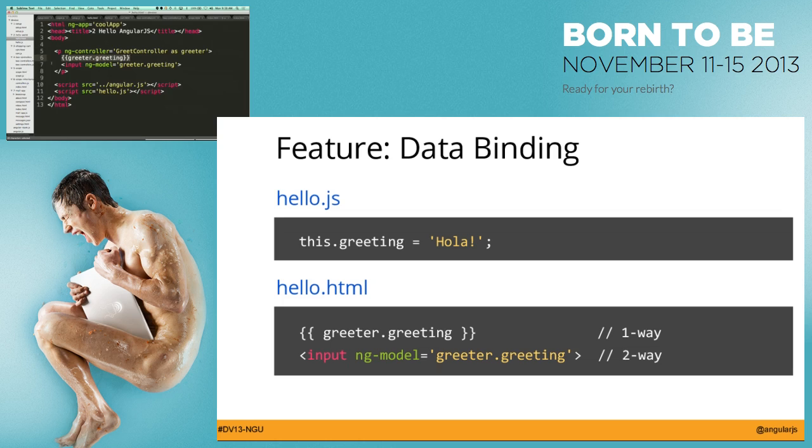So here we have that code. But just to show the rest of it, to set up that I want to be able to pull data from something called a greeter, I'll tell it the name of the class that I want to pull this from. So I'll say ngController equals greetController as greeter.